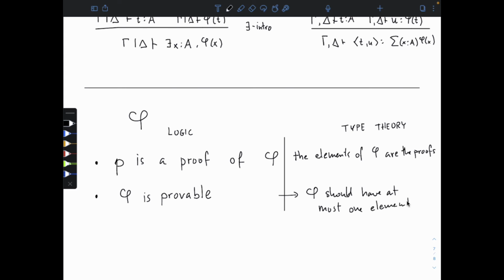So these are two different points of view of how you're going to study propositions, formulas. Will you study the proofs and their structure, or will you just study the fact that phi happens to hold?